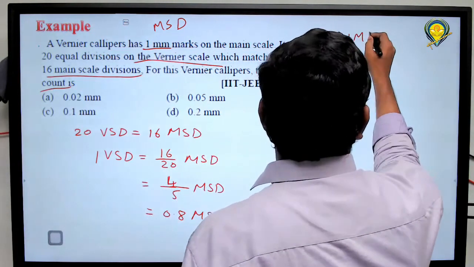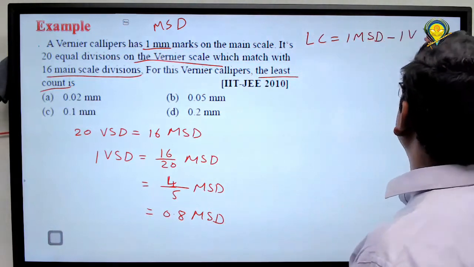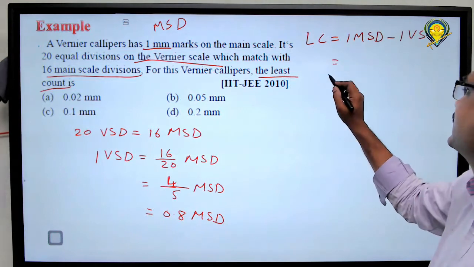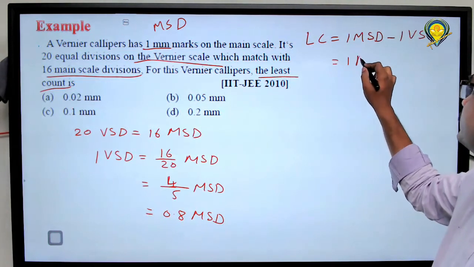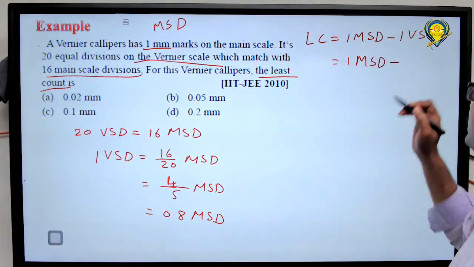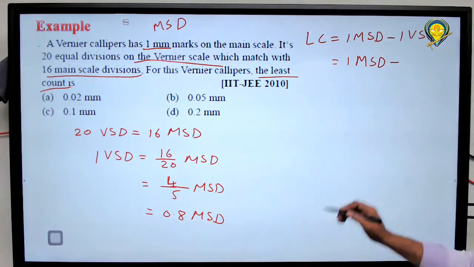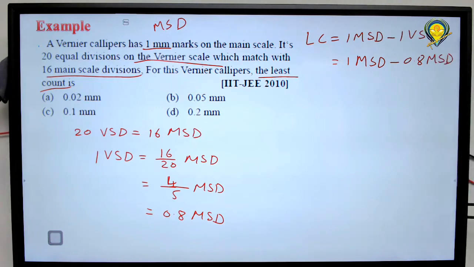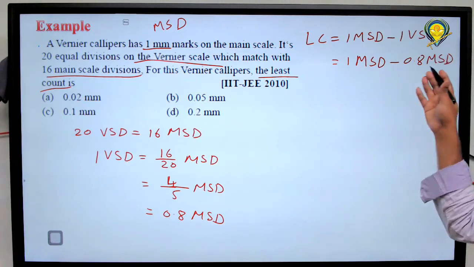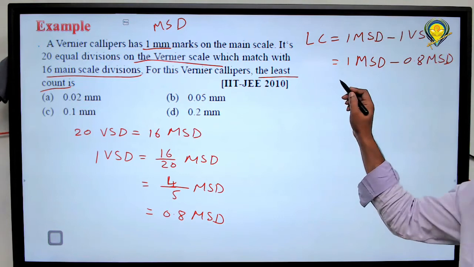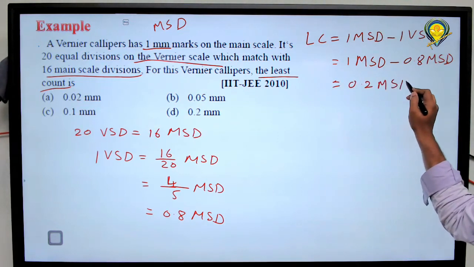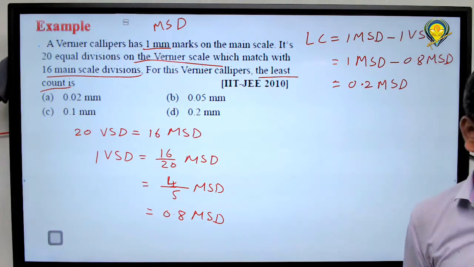Now the least count formula: one main scale division minus one vernier scale division. Can I write it like this? One main scale division is one main scale division, and one vernier scale division is 0.8 main scale divisions. So this is 1, this is 0.8. If you subtract, you will get 0.2 main scale divisions.